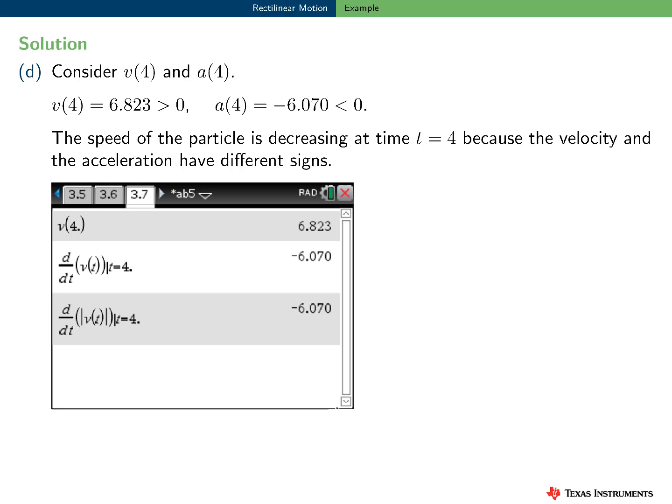An interesting question to think about is, what's the speed doing if one or both of these values is 0? And a cool way to answer this question using technology is to find the derivative of the speed function directly. And that means the derivative of the absolute value of v evaluated at 4. Since this value is negative, that means the speed is decreasing at t equal 4.